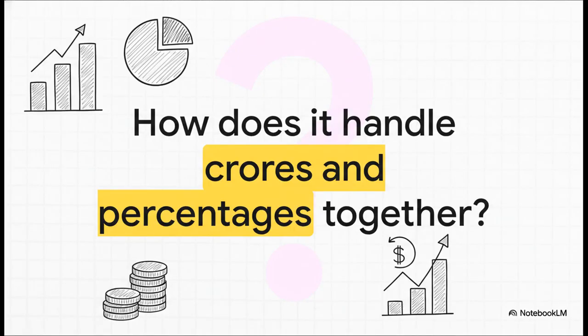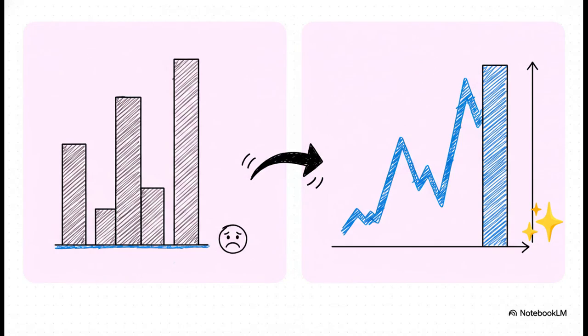Okay, but let's talk about a classic problem, right? Anyone who's ever tried to chart financial data knows what I'm talking about. What happens when you want to compare revenue, which is in thousands of crores, with something like a profit margin, which is a percentage? How on earth do you see both of those clearly on the same chart? Well, the tool is actually smart enough to solve this exact problem for you, automatically.